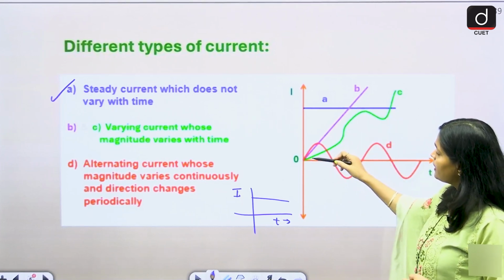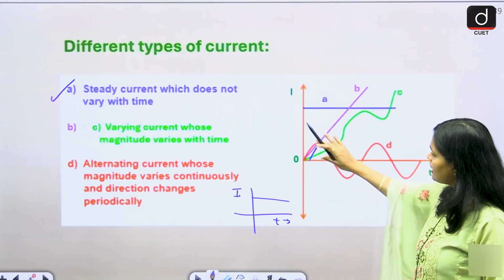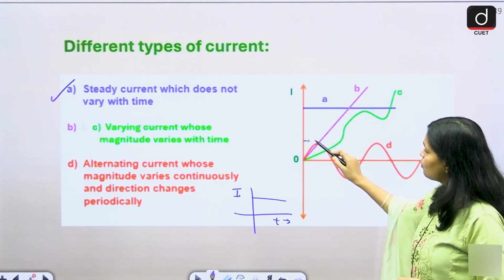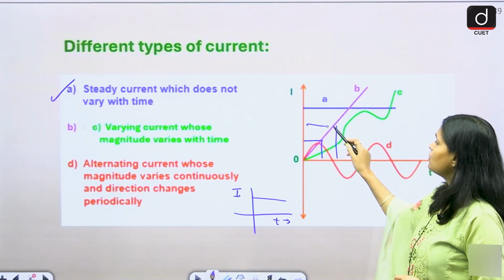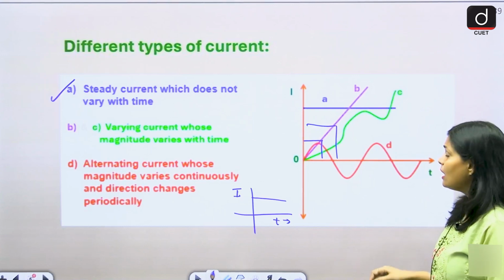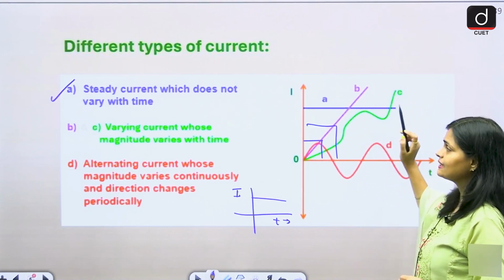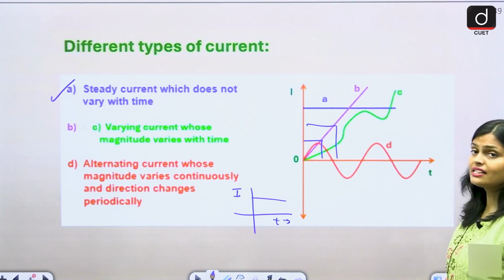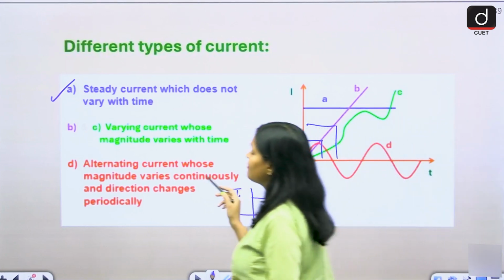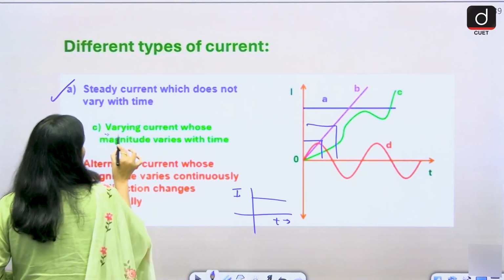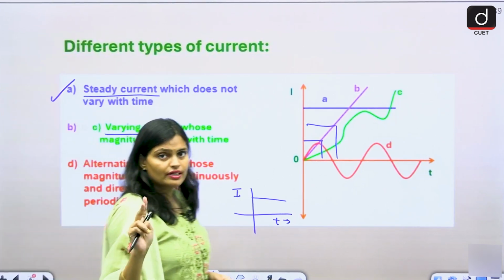In case of B, see here what happened? As the time increases, the current also increases. Here also the current increases, decreases, increases, decreases. So this is known as varying current, whose magnitude varies with time. This is your varying current, this is your steady current. Two types of current. Clear?